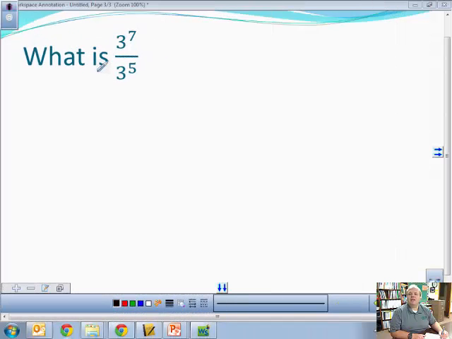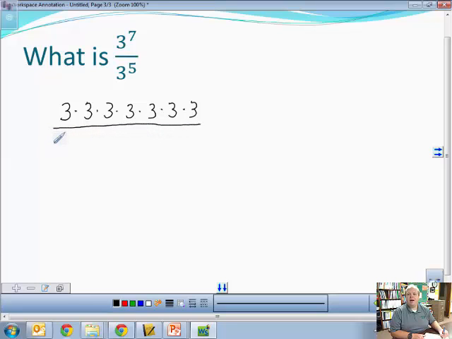This says, what is 3 to the 7th divided by 3 to the 5th? Well, let's expand this out first and let's see what we got. So I'm going to take 3, and I'm going to expand it out 7 times. Why 7? Because the base is 3, my exponent is 7. Then I'm going to put my fraction mark back. And now I'm going to expand my 3 out 5 times. Why? Because 5 is my exponent. 5 tells me how many times I need to multiply 3 by itself.